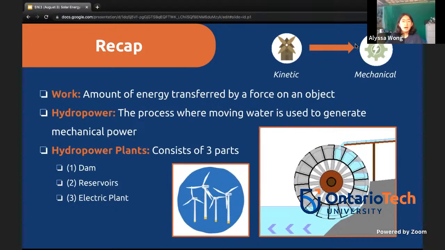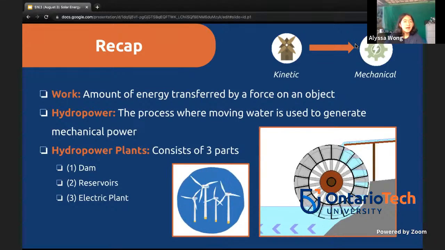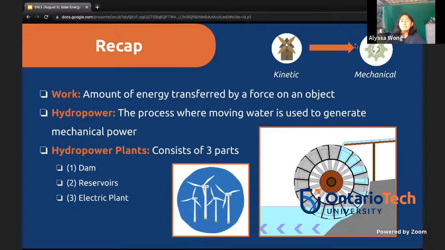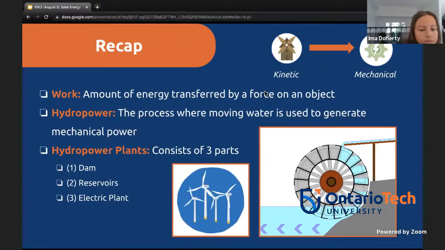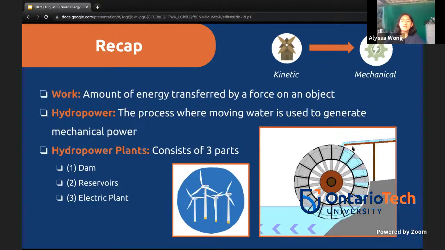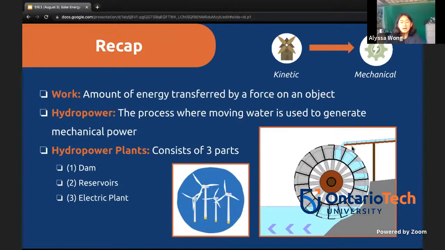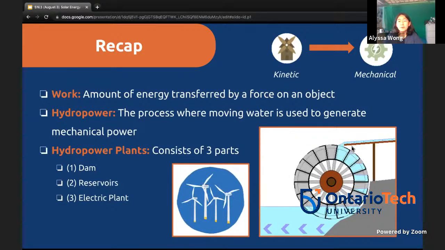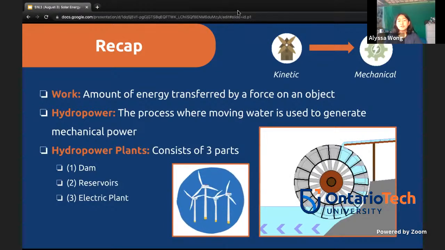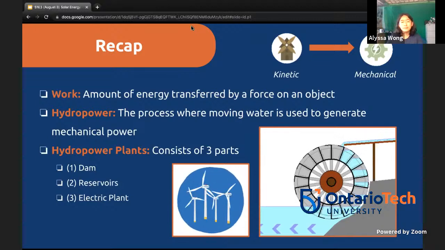So I believe you guys learned about hydropower. That was the topic of your last episode. And you learned about work and how that plays into what hydropower is. So we know that machines like the ones that you see on the screen, like the mechanical machine right there, do work to move water. So work is the amount of energy transferred by a force on an object. So in moving this water, this kinetic energy or energy of motion also produces mechanical power, which in turn does work.